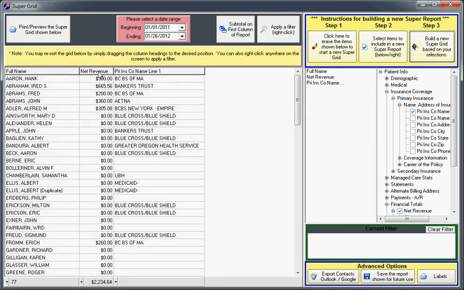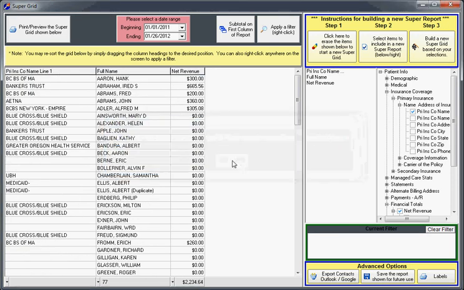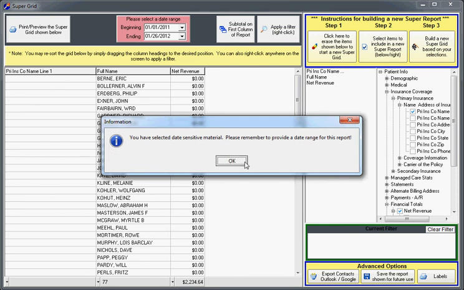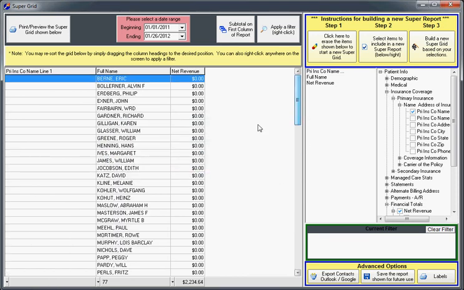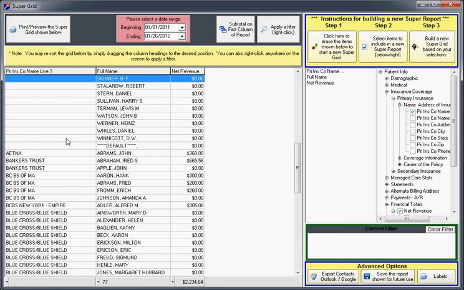Here we have what we billed last year. Let's sort this by insurance by grabbing the insurance company column, placing it in the first position. The people at the top of the report do not have insurance. The people at the bottom of the report do have insurance.